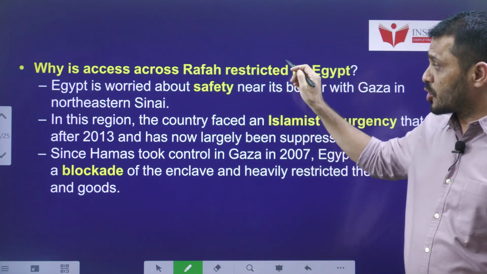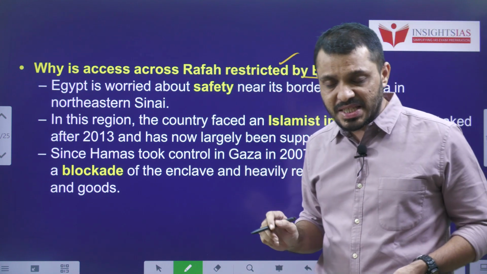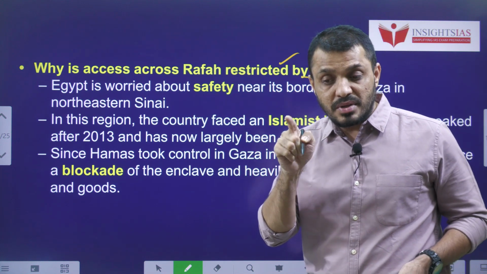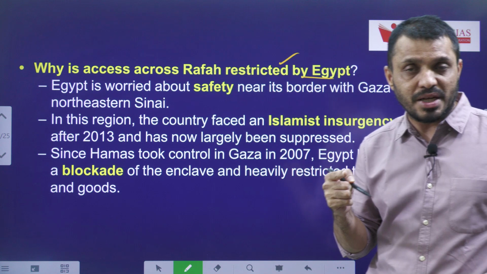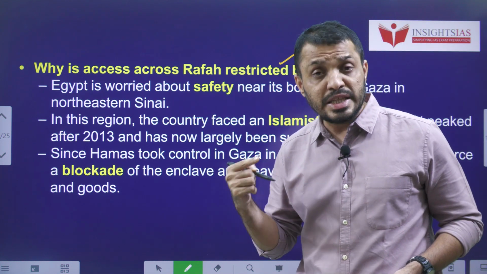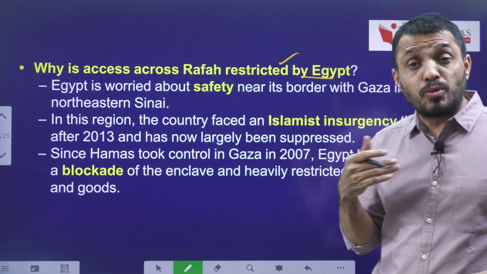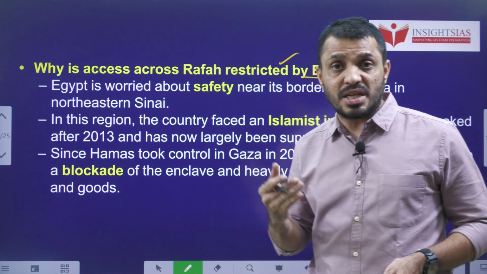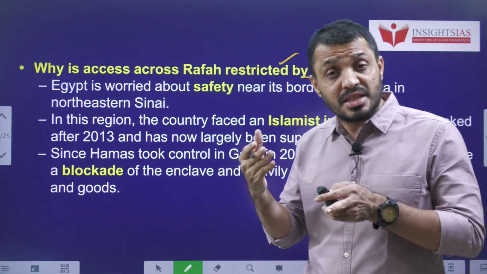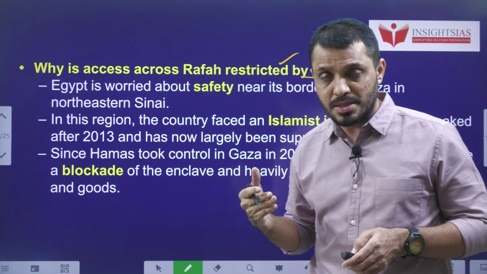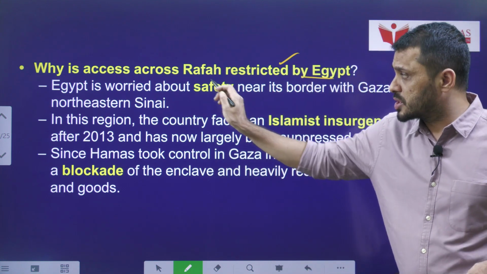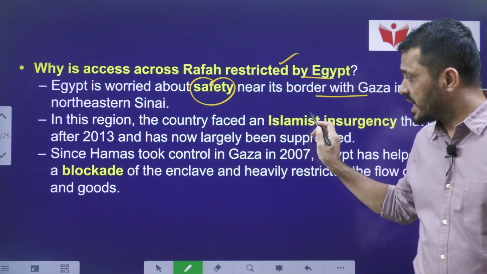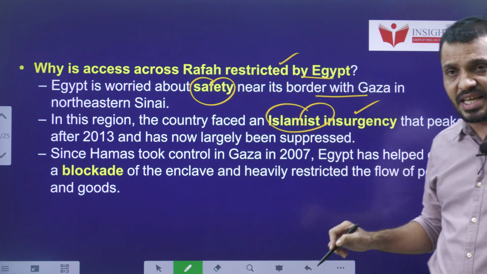Why is access across Rafah restricted by Egypt? Previously, Egypt was mainly worried about Hamas infiltration from Gaza into Egypt. To stop the infiltration, they closed these border areas. This border was even blasted by Hamas previously. In response, Egypt strengthened the border by constructing concrete walls. Egypt was worried about safety near its border with Gaza. In this region, the country faced an Islamic insurgency, like I said earlier.